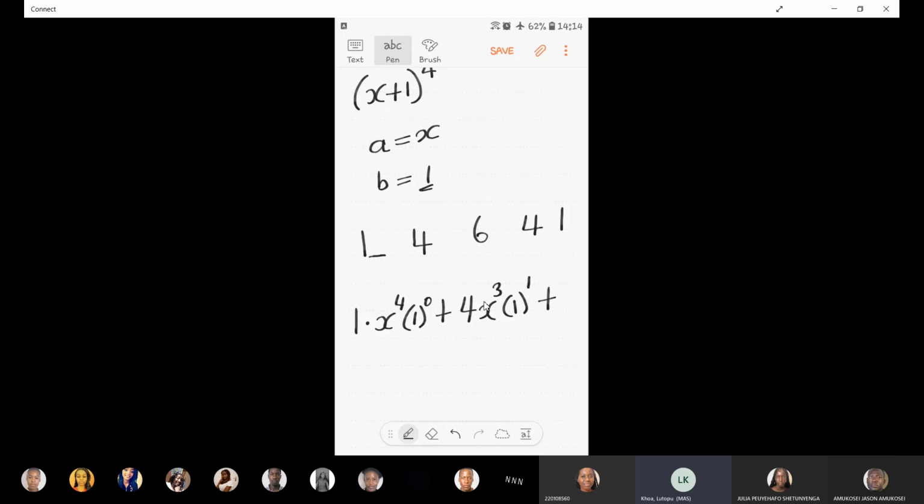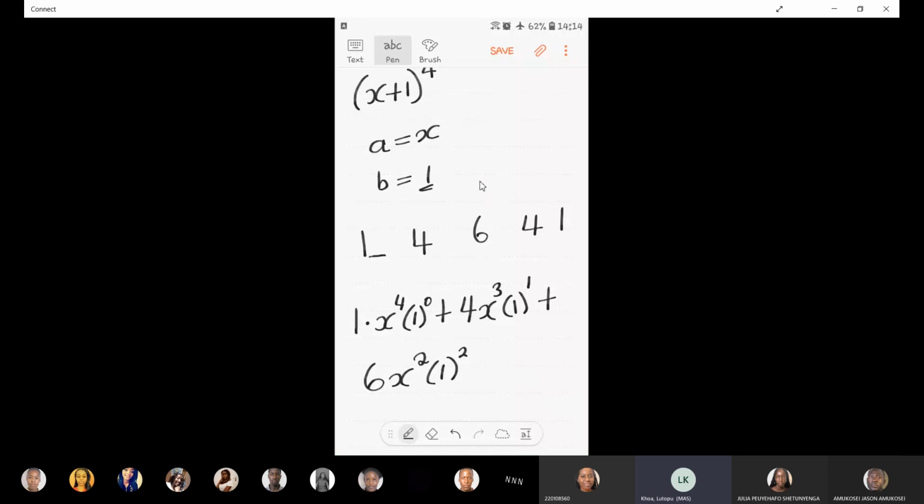Then I continue. My next coefficient is 6. Then I have my a, which is x to the power of 2. So 4, 3, now it's 2. Then my b, which is 1, and this is to the power of 2. So the powers of my b are increasing. I have 0, I have 1, and then I have 2. And all the time, these exponents, 4 and 0, add up to 4. 3 and 1 add up to 4. 2 and 2 add up to 4. And I'm just using these coefficients that I got from my triangle.